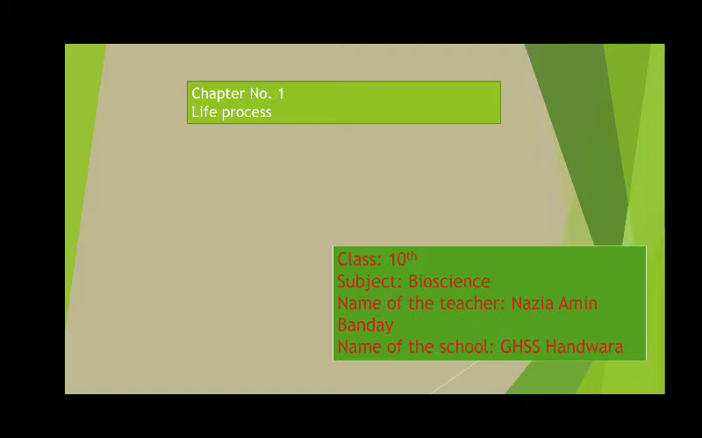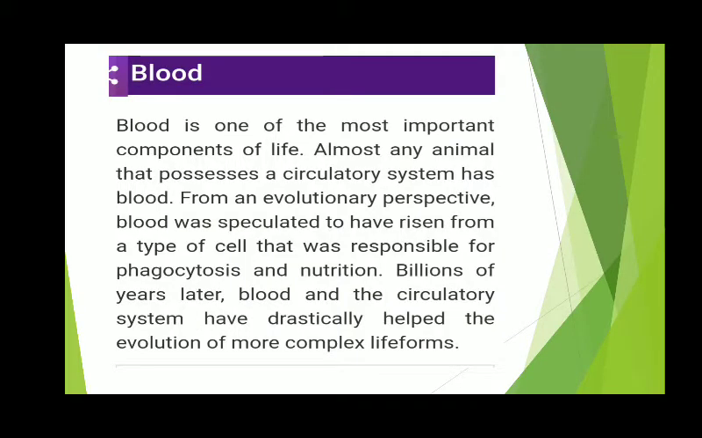Blood is a red colored liquid which circulates in our body, and blood is red because it contains a pigment that is known as hemoglobin. Blood is one of the most important components of life. Almost all organisms that possess a circulatory system have blood.